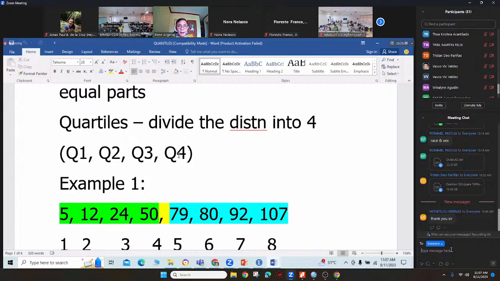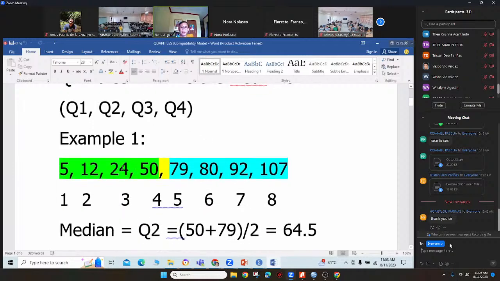In IBM SPSS, you have an option, especially under descriptive frequencies, called quartiles. If you check that, it will give you the values of Q1, Q2, and Q3. So what is Q1? That is the 25th percentile. Q2 is the same as the median, or the 50th percentile, and Q3 is the 75th percentile.